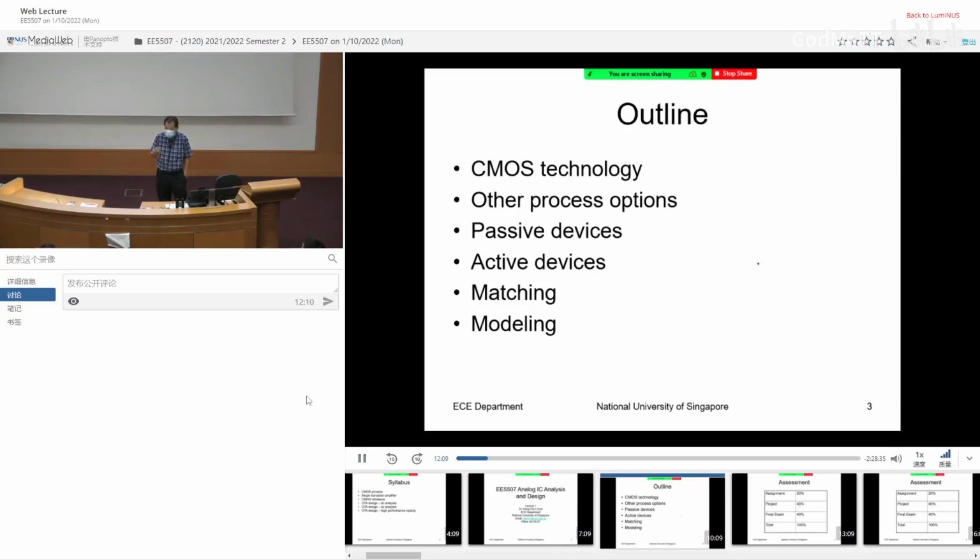So we will look at other process options. And then we will talk about passive devices, active devices. And in IC design, a very important concept is called matching. How do you create devices that are matching to each other? Why matching is so important, we'll talk about that later. And then finally, we'll briefly touch on the modeling.